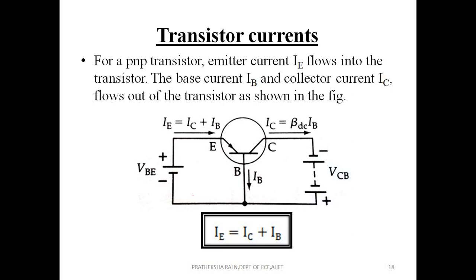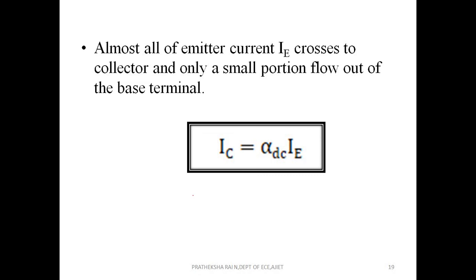For a PNP transistor, emitter current IE flows into the transistor. The base current IB and collector current IC flow out of the transistor. So IE we can write as IC plus IB. Now almost all of the emitter current IE crosses to the collector and only a small portion flows out of the base terminal. So IC is almost equal to IE, right? Almost equal to IE.